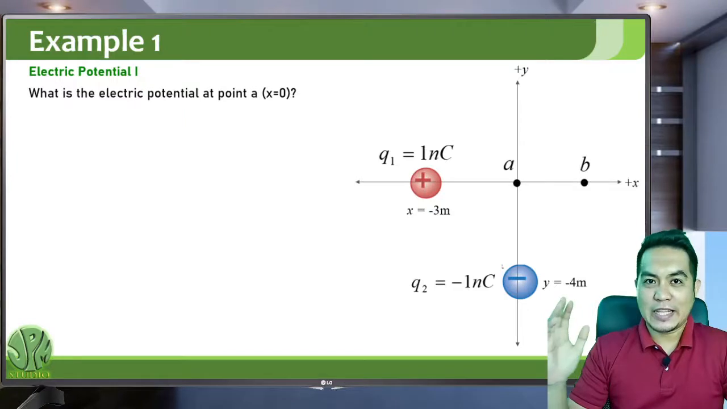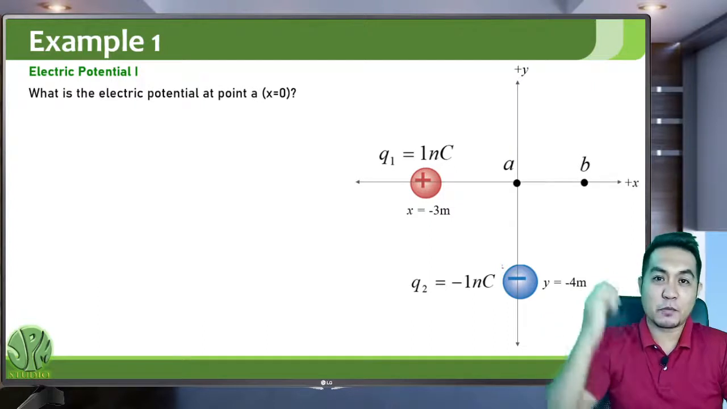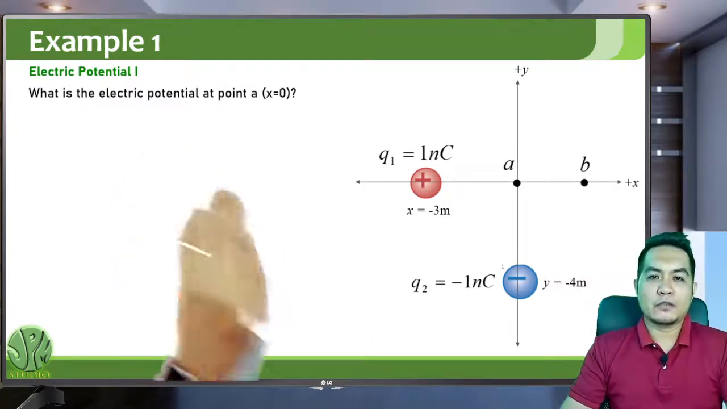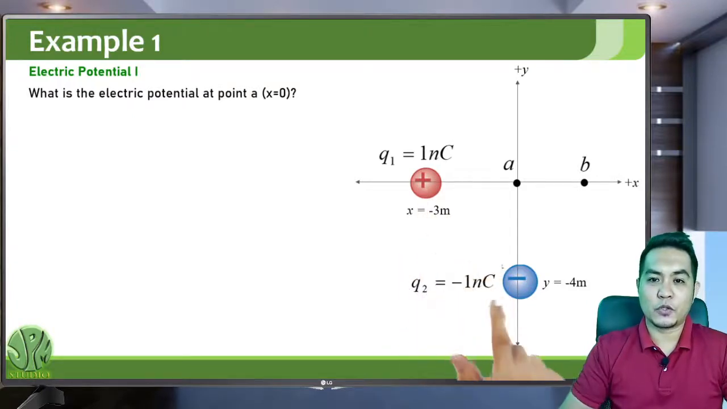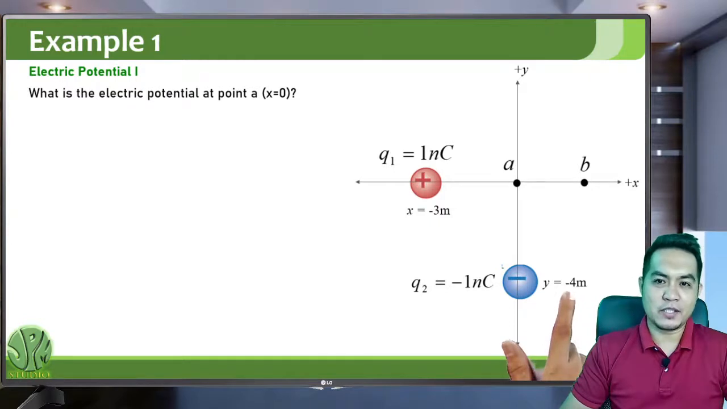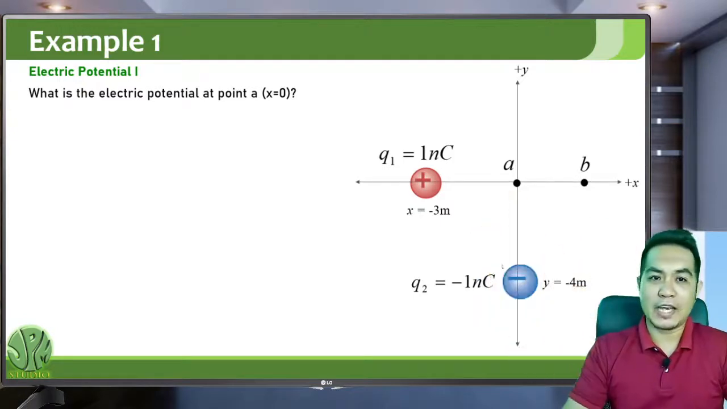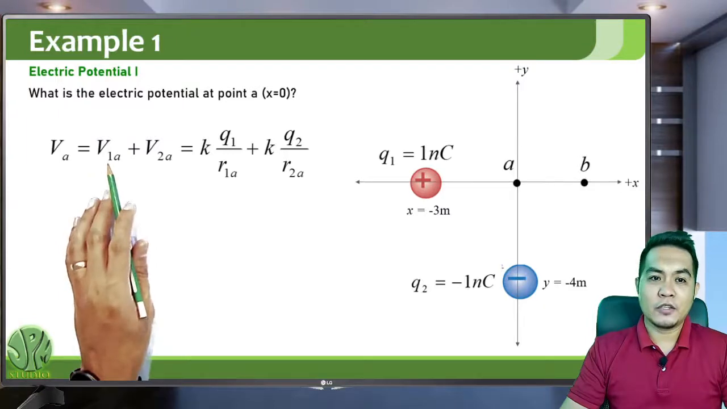Similar to electric field and electric force, electric potential energy and electric potential obey the principle of superposition. But now it's not exactly a superposition of vectors, just regular addition. We have this distribution: Q1 at x equals -3 meters, Q2 at y equals -4 meters, and we are asked to find the potential at the origin, at point A.